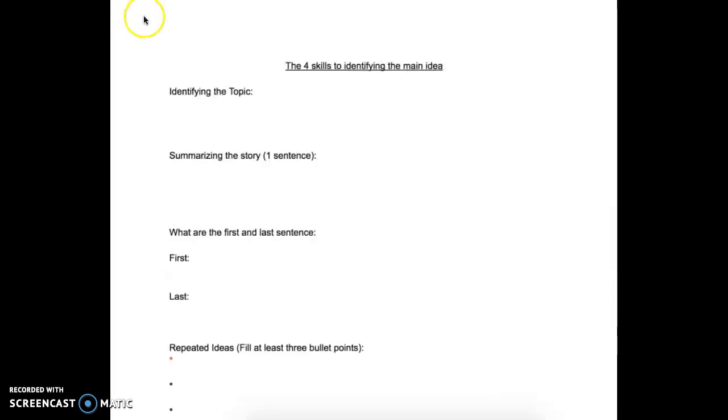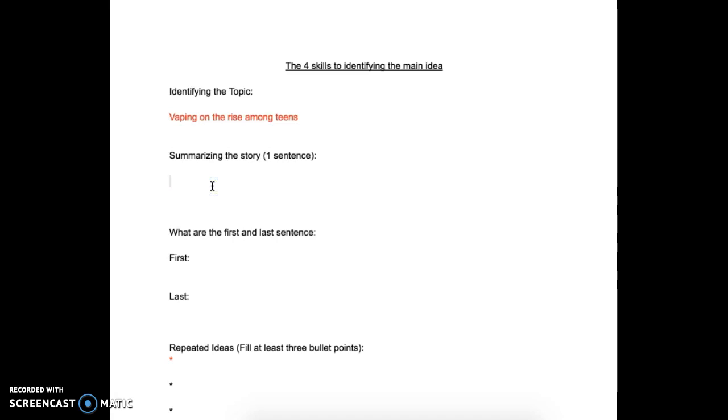So here we are back at the worksheet. Remember that when we identify the topic, it is not the same as identifying the main idea. It seems to me, though, that identifying the topic: vaping on the rise among teens.